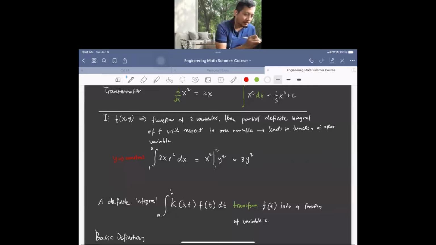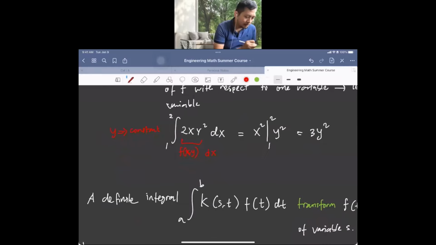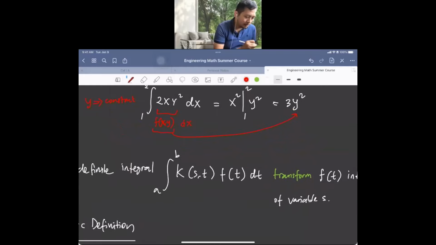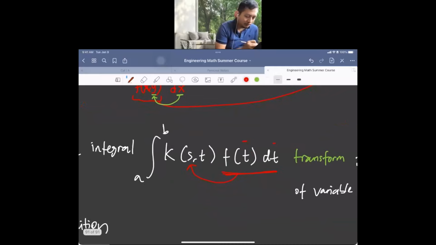So if you look, this is a function of two variables, and the variable that we integrate over is transformed, so these functions are transformed into a function of y. Now let's look here. This is the same thing we are doing. This is the function that we are going to transform, from t to s. So here we transform from x to y, and here we transform from t to s, and that's the Laplace. So that is the basic foundation of Laplace.